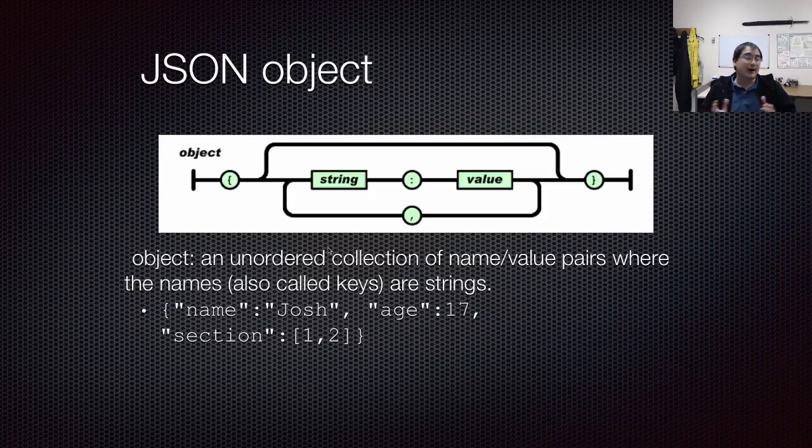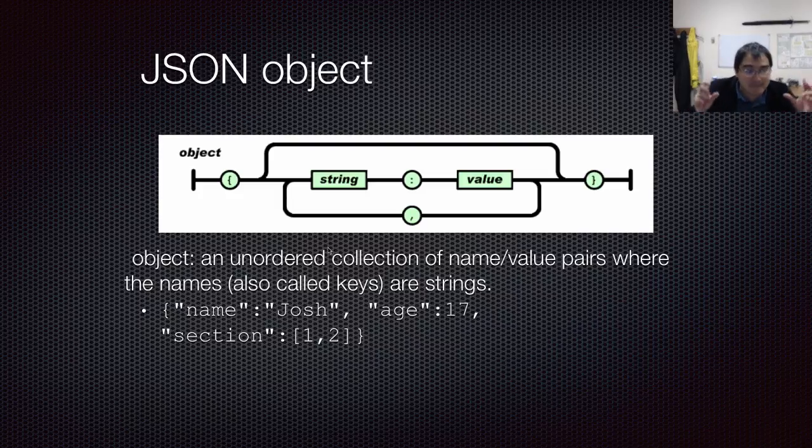Next, we can talk about objects. Objects, like arrays, are containers. However, this one is unordered. It's a list of name-value pairs where the names, sometimes they're called keys in various documentation, are always strings. This is like a Python dictionary with the rule that a key must be a string.